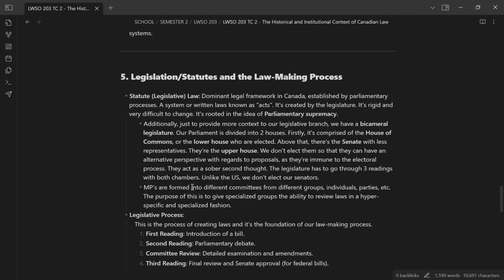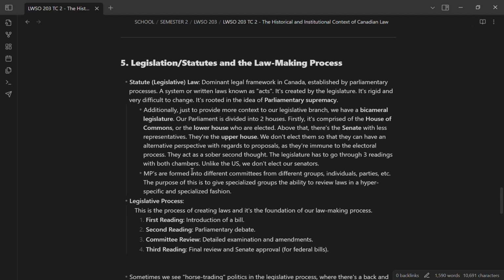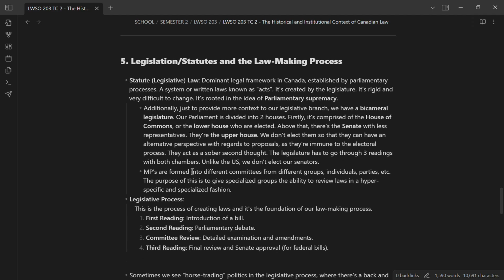Legislation. Statutes and the lawmaking process. Statutes, or statute law, or legislative law, is the dominant legal framework in Canada, as we had established earlier. It's established by parliamentary processes. It's created by the legislature.